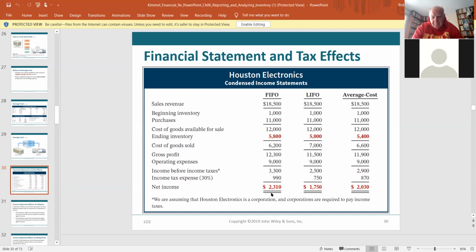FIFO, yeah, you're going to pay more in taxes. You're going to pay, in this case, 30% on your income. But this is a company that wants to make a big splash. They want to be able to announce record earnings. Our record net income, our record operating income was so much. They want to show the world that they really came out with a big number and they're willing to pay the taxes. And again, the average cost is in between.